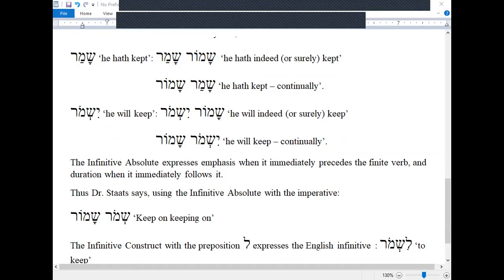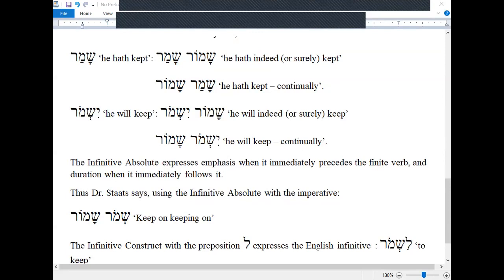The same would be true with the imperfect. Yishmor, he will keep. If you put the Qal infinitive absolute before it, shamor yishmor would be he will indeed keep, or he will surely keep. If you put it after the Qal imperfect, yishmor shamor, it would be he will keep continually. So the infinitive absolute expresses emphasis when it immediately precedes the finite verb, and duration when it immediately follows it.